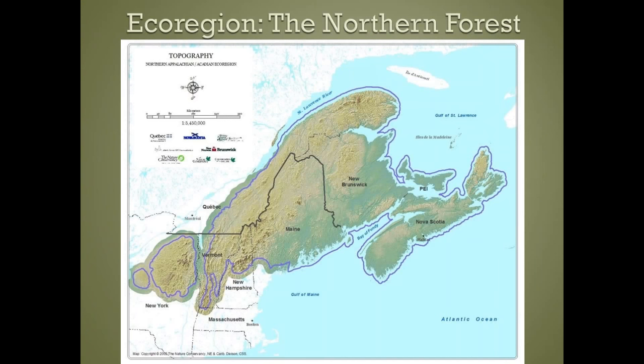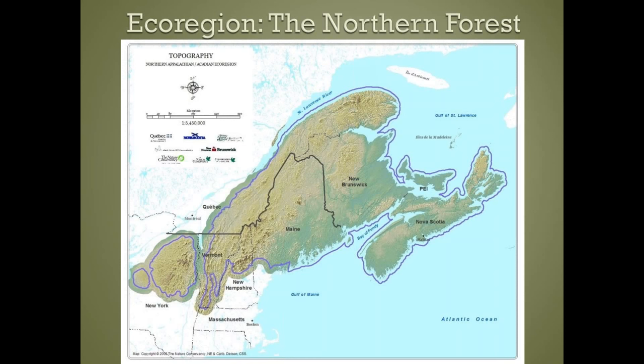We are located in an ecoregion that's called the Northern Forest, which goes from west of the Adirondacks in the Tug Hill Plateau, all the way up to the tip of Cape Breton, and includes New York, Vermont, New Hampshire, Maine, Quebec, New Brunswick, and Nova Scotia. This forest is considered one bioregion, and that bioregion is defined by the species of plants and animals, as well as its climate. So we are very different than what you can just see even below us in Massachusetts.